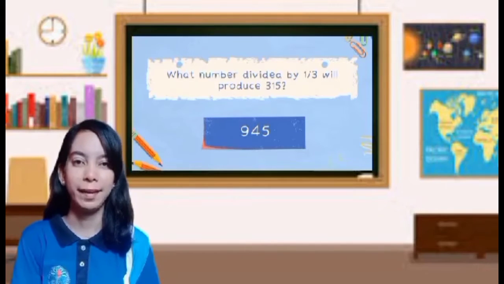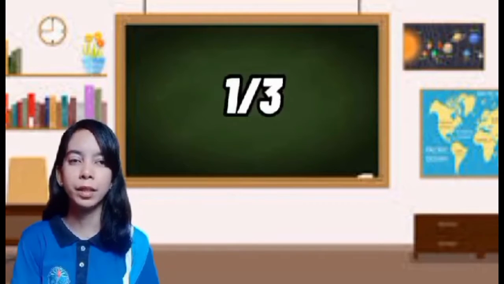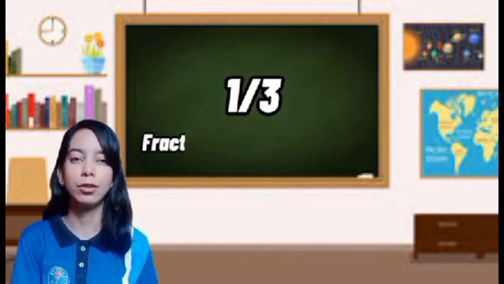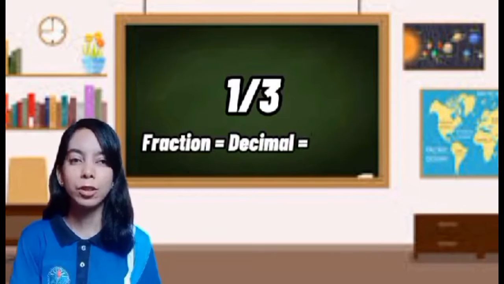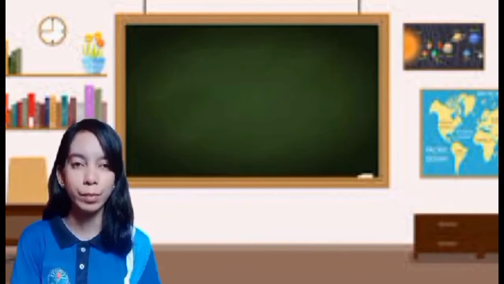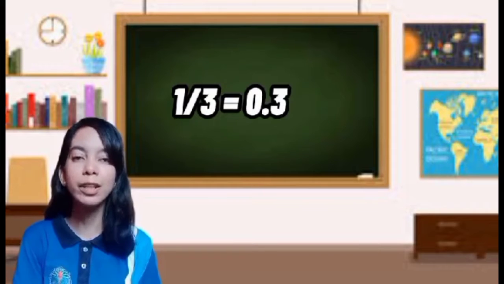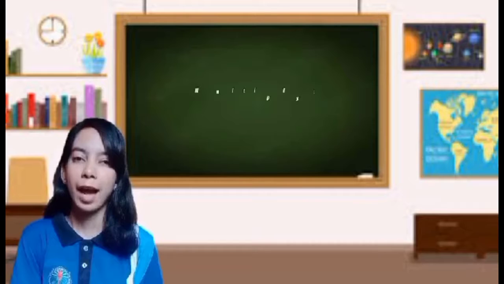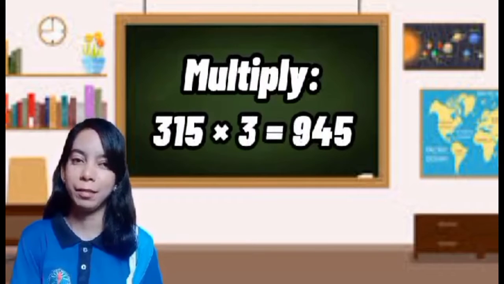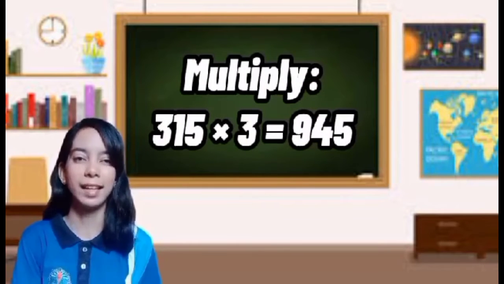Bakit nga ba 945? So to get that answer, we need to convert 1/3 from fraction into a decimal number. And from decimal number, we can convert it into a whole number. So 1/3 will become 0.3 and 0.3 will become 3. So now we can multiply 315 times 3 is equals to 945.